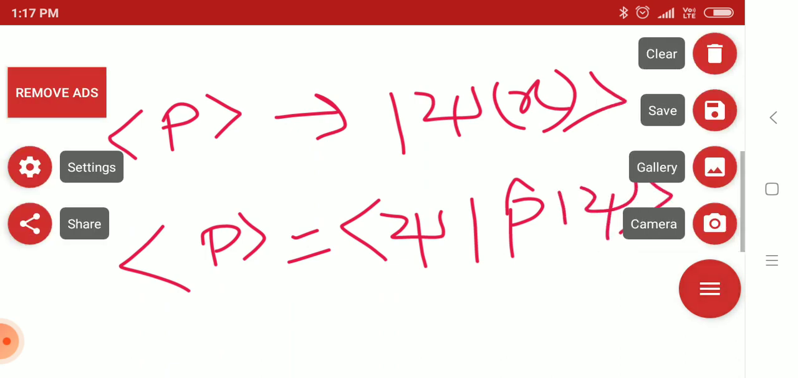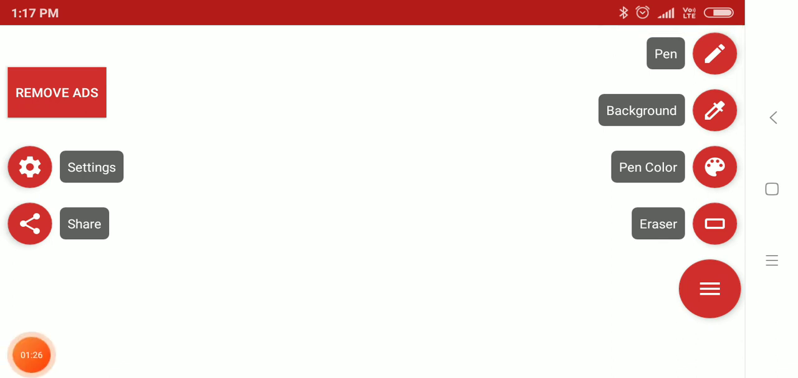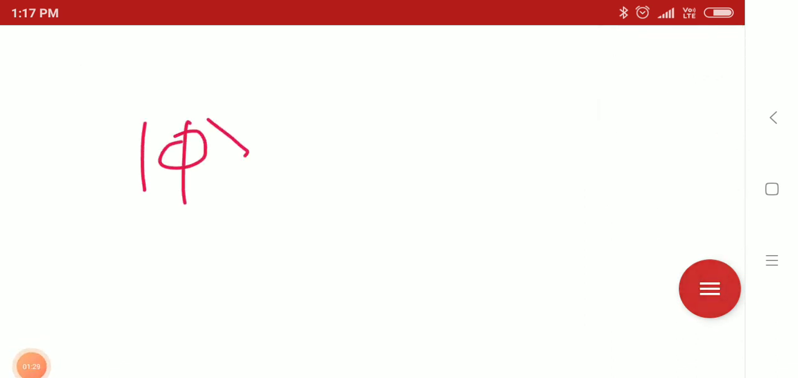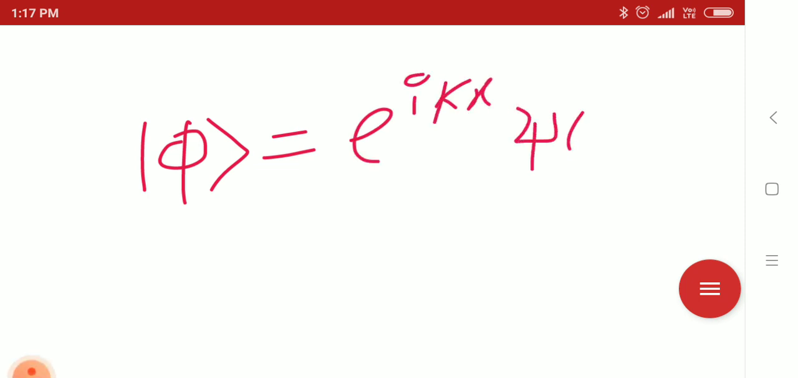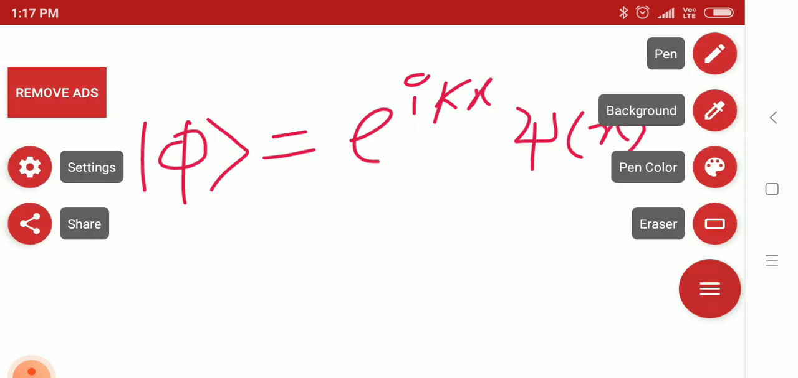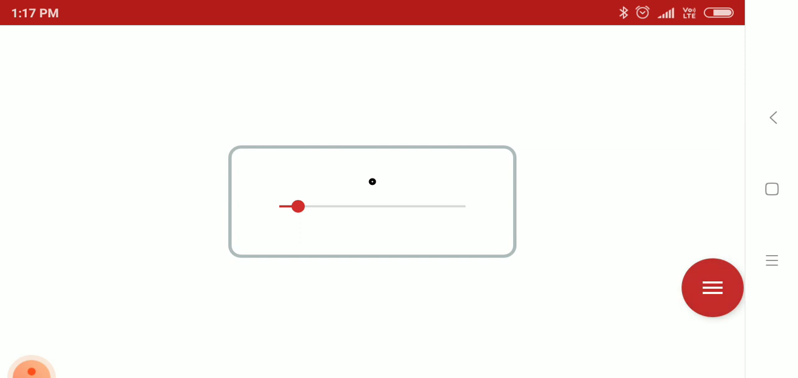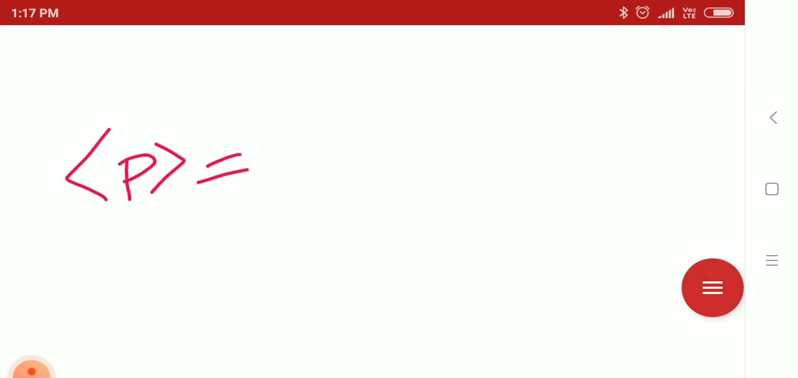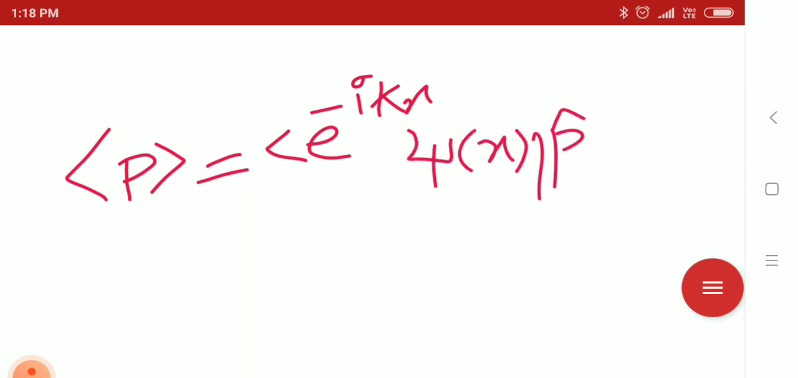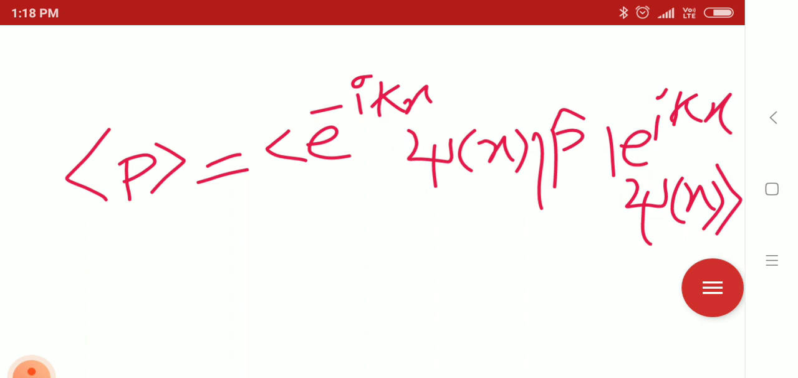Now it was asked in the question what would be the result if another state is e to the power ikx psi x. They are trying to ask what would be the expectation value of momentum if the state is e to the power ikx psi x. In the bra state, the complex conjugate is taken, so e to the power minus ikx psi x, p, e to the power ikx psi x. This is a thing we know. Then what would be the result?